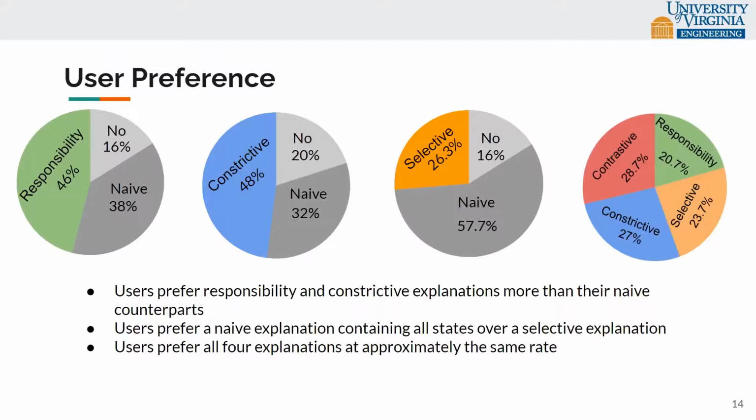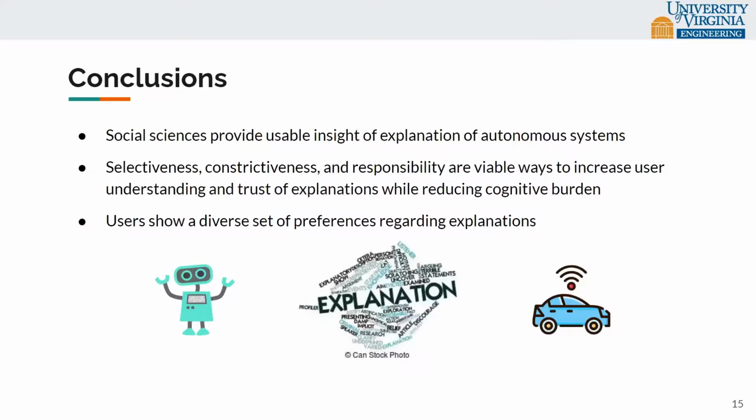This is interesting, as responsibility explanations provide the highest understanding and trust, showing that users might not prefer an explanation even if it is the best for the situation. In conclusion, we found that the social sciences provide usable insights to increase understanding and trust in explanations. Specifically, selectiveness, constrictiveness, and responsibility are viable ways to increase these factors or decrease cognitive burden in these situations. Finally, we find that users have a diverse set of preferences, and that just because a user prefers an explanation does not mean it is the best for the situation.